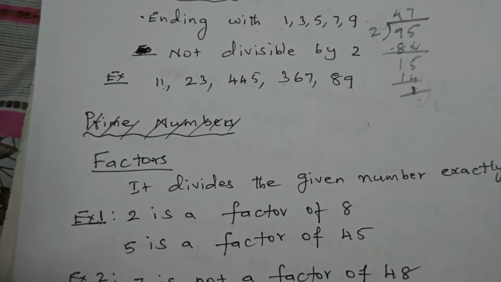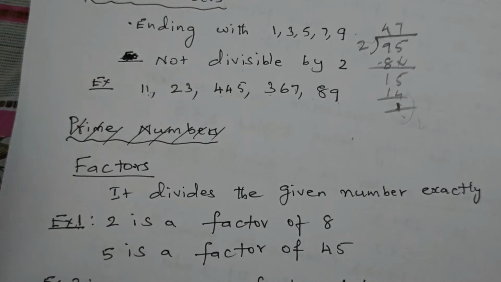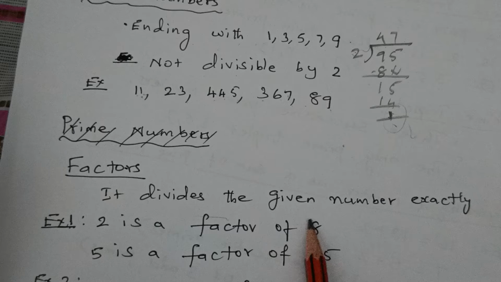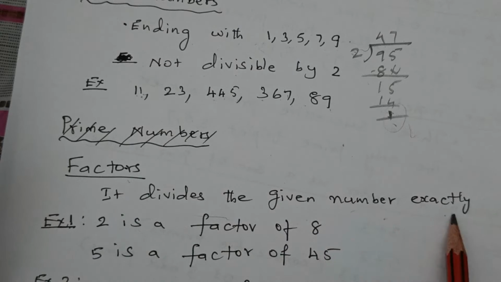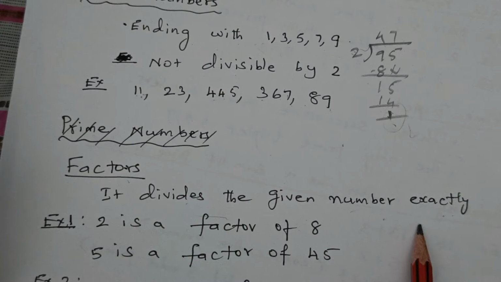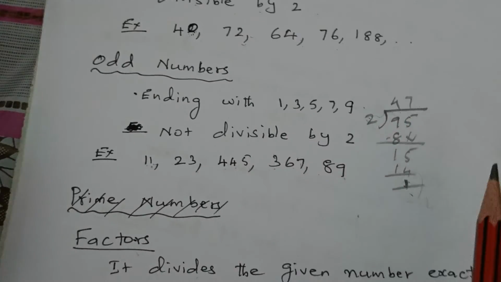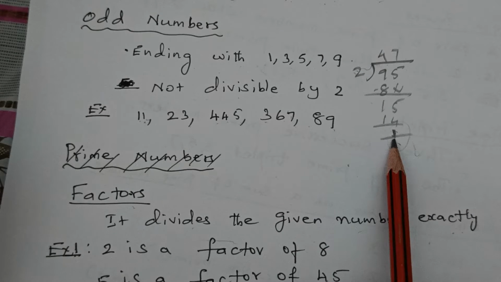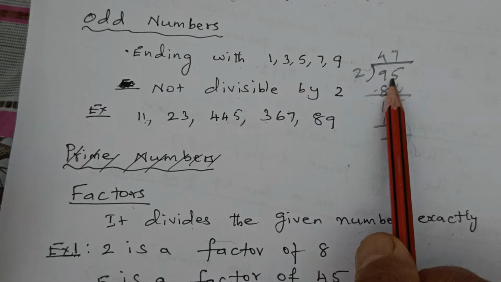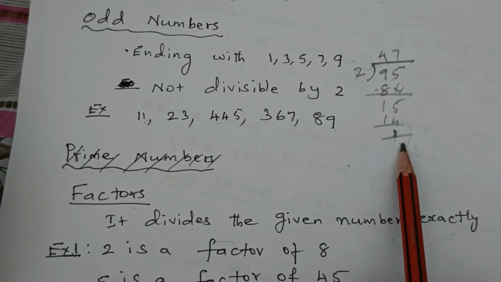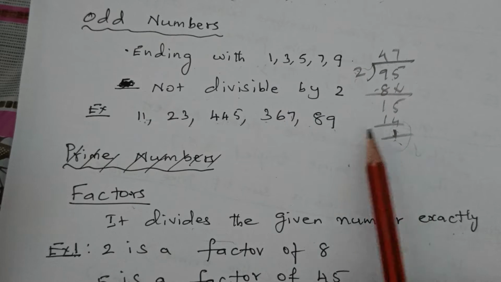Now it is factors. What are factors? A factor divides the given number exactly. When you divide a number by its factor, it divides exactly. What is the meaning of divides exactly? The remainder should be 0. See here, the remainder is not 0. So 2 is not a factor of 95. Divides exactly means the remainder should be 0. Then it is a factor.